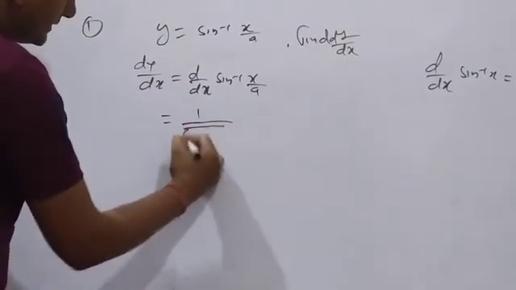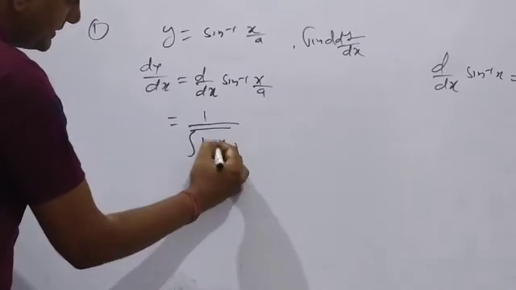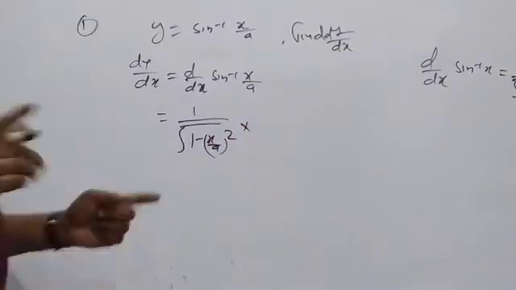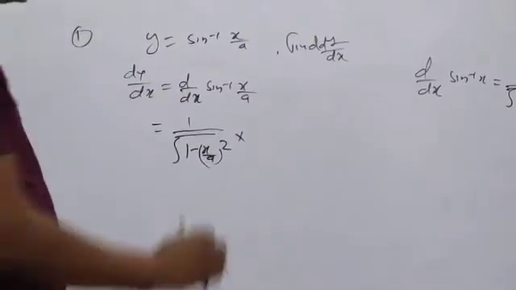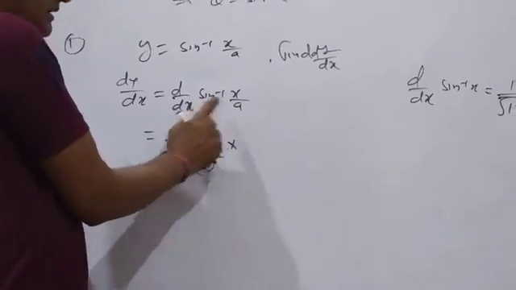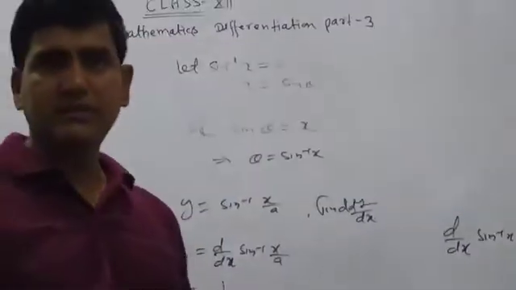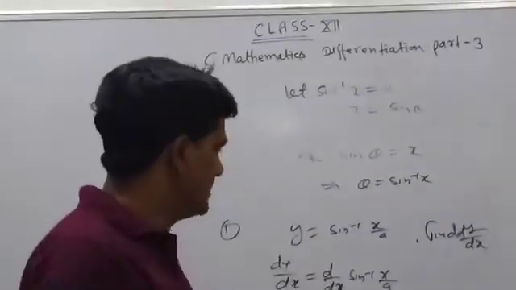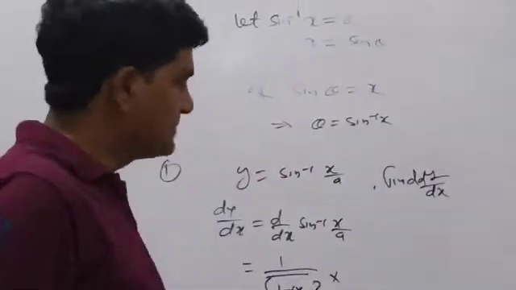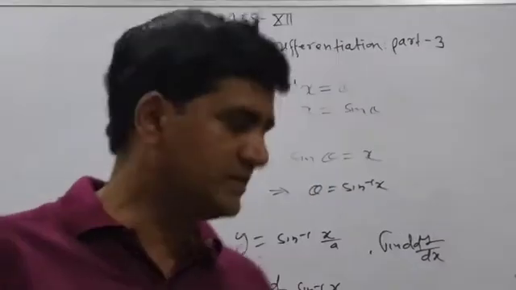And 1 upon under root 1 minus (x by a) whole square, into again the differentiation of x by a. Why? Because it is in the form of outer and inner function. In the second video I already told you about inner and outer functions, and I gave many examples there. I am telling this so many times: please complete your homework questions, because if you do not complete them, you will not be able to understand what I am going to tell here.